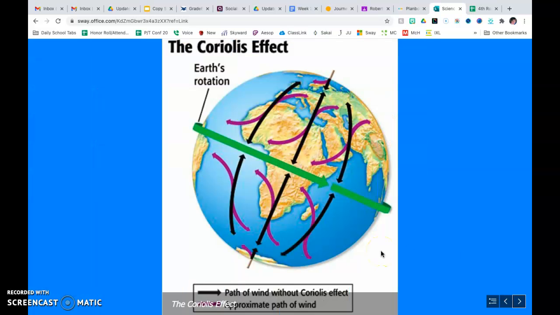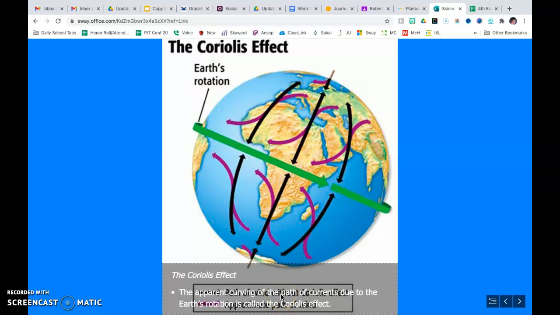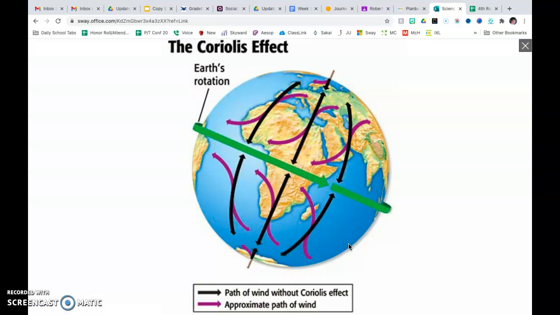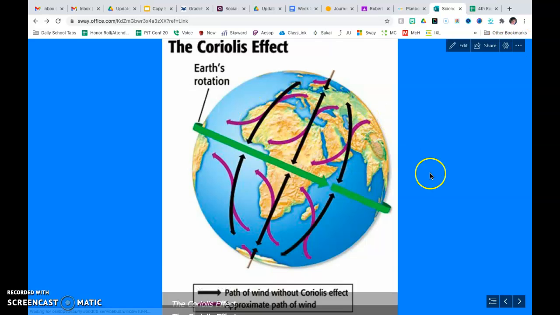A lot of this has to do with the Coriolis effect, which we've discussed before. So we know that the Earth rotates on its axis, and there's this apparent curving of the path of currents due to Earth's rotation, and that is called the Coriolis effect. So you can see the path of wind. If we did not have the Coriolis effect, it would be straight up and straight down. And the approximate path of the wind is in these purple lines due to the Coriolis effect.